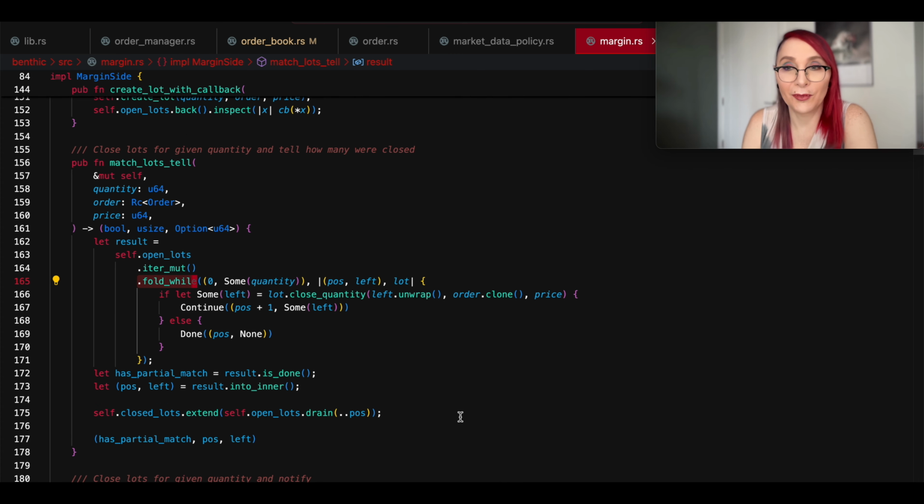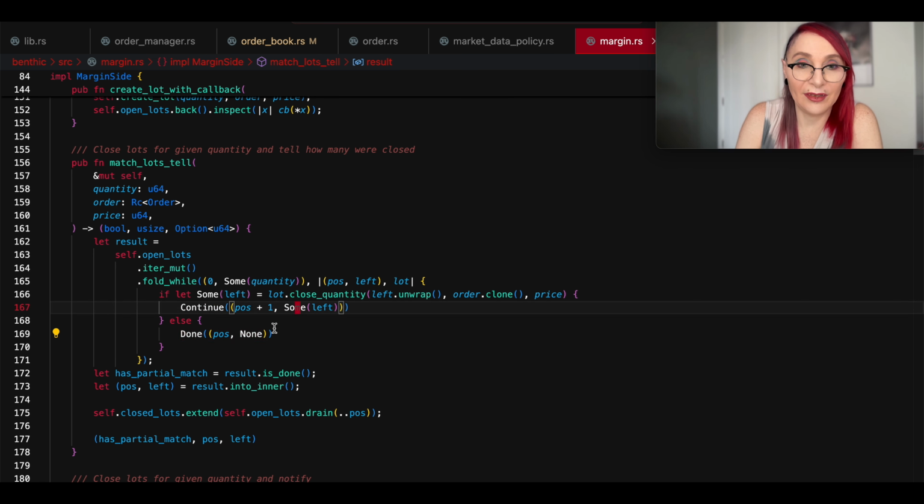So we use fold while on the open lots. We go over open lots, starting from the oldest lot and going through to the newest lot, and we consume those lots using this fold while. So fold while will just iterate, okay? And we use this continue and done from itertools that control the fold while, so that we can break. It's a while not done. So that's how it works.